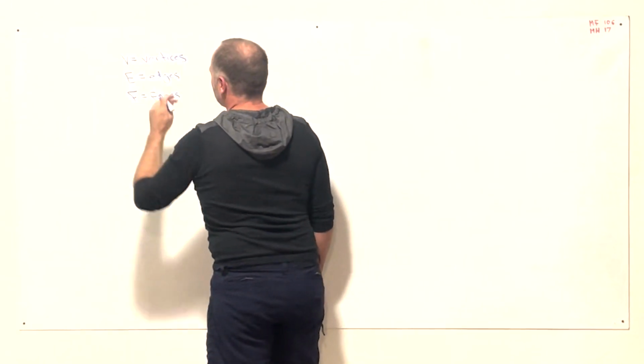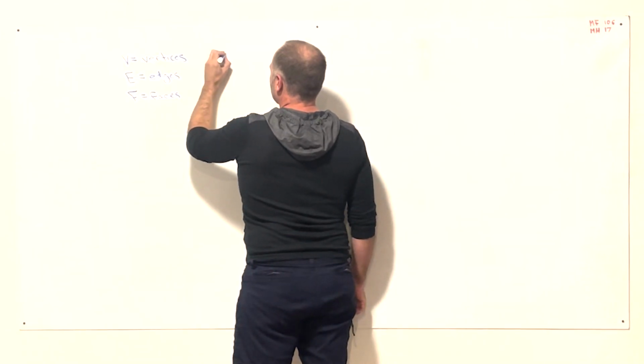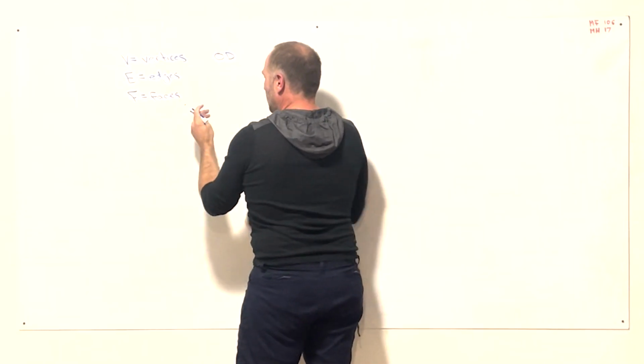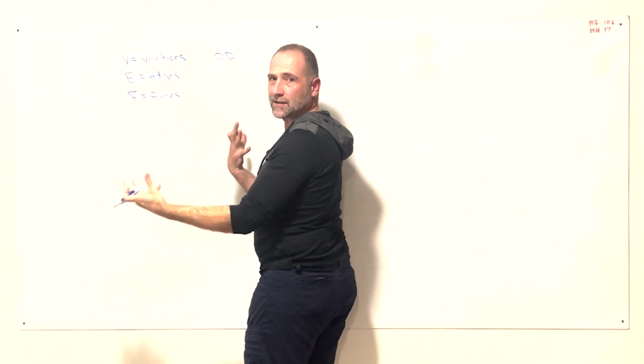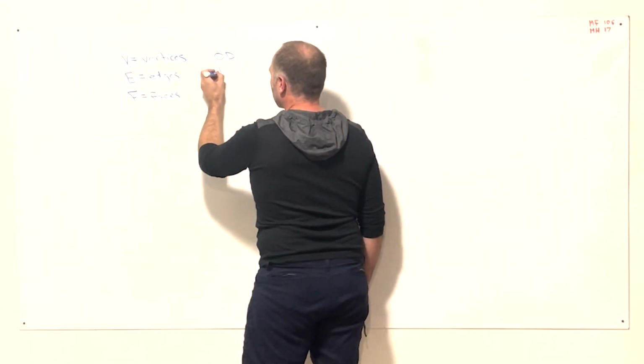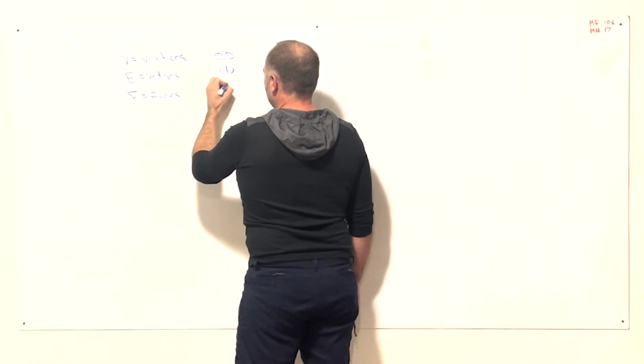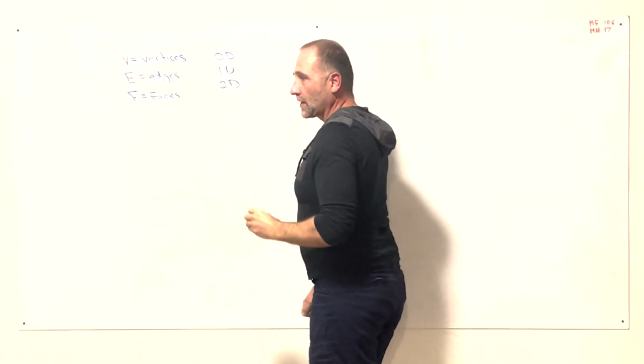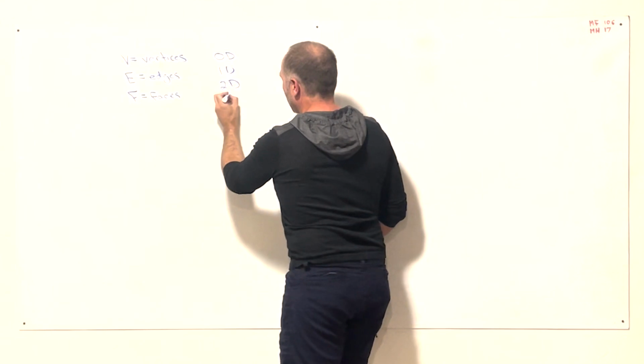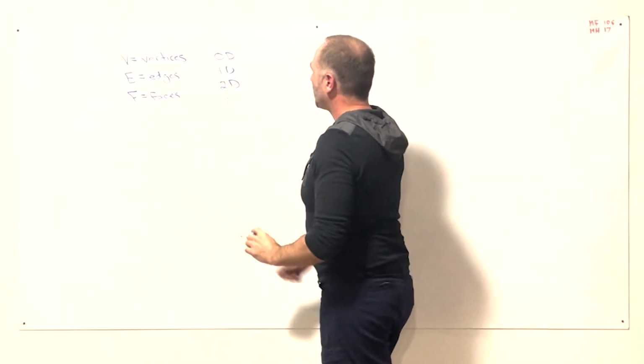Vertices are very specifically zero-dimensional. Edges, line segments, they have length. That's it. So they're one-dimensional. And faces are two-dimensional, right? They're areas. Okay, well, you can imagine continuing this, perhaps.